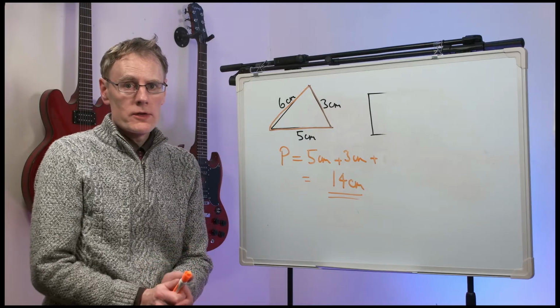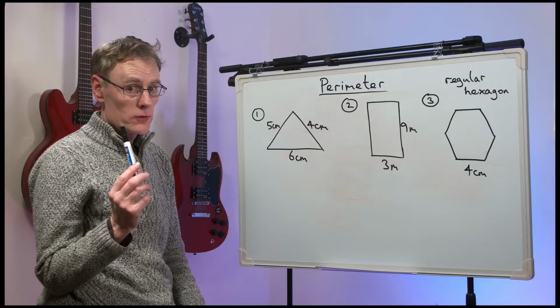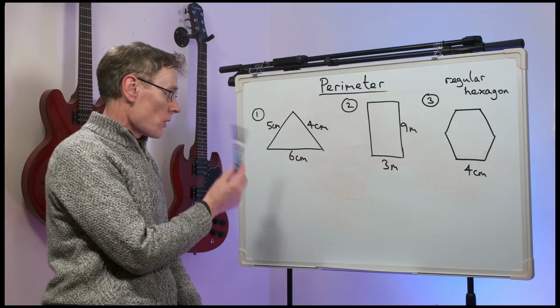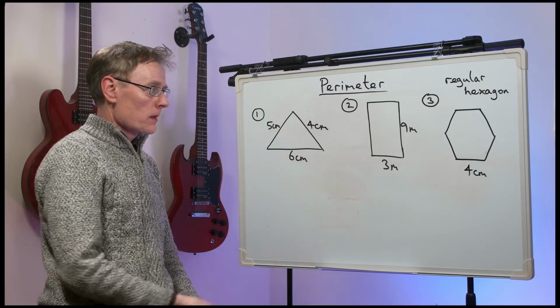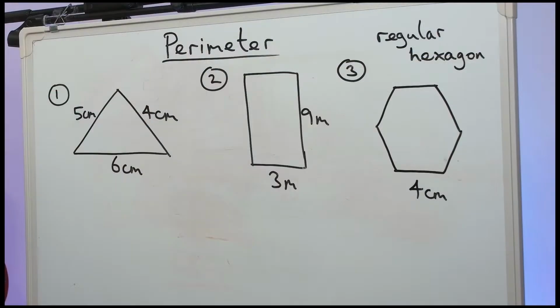Now I'm going to give you a couple of examples to do before you try the worksheet. When I said a couple, I mean 3. Number 1 is a triangle. Number 2, you have a rectangle. And number 3 is a regular hexagon. So take a couple of minutes to work those out and show your working properly.